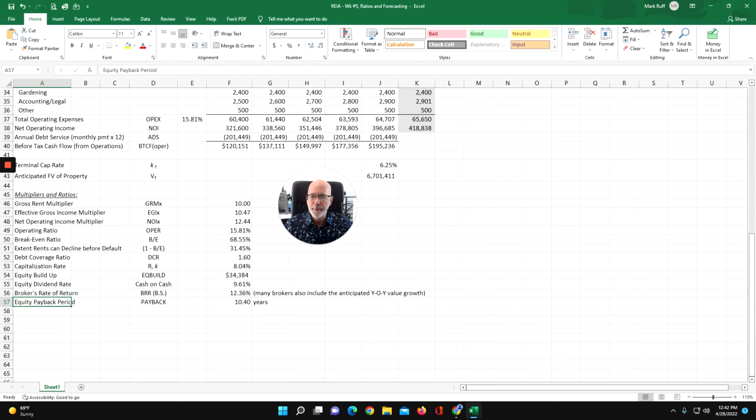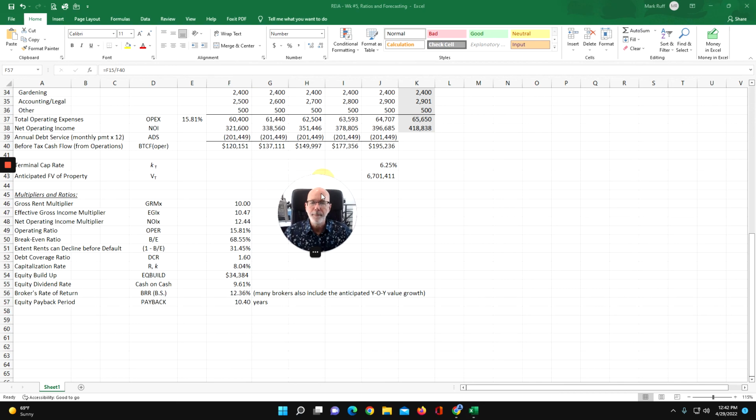The equity payback period, this is the number of years that it will take the investor to get their equity back, their initial down payment, plus the loan fee, if any, plus all of the closing costs, plus the reserve. Whatever this equity amount was at the beginning of the deal, you divide that by the before tax cash flow, and that's going to get you the number of years that it's going to take to return that initial equity to the investor. So 10.4 years in this regard.